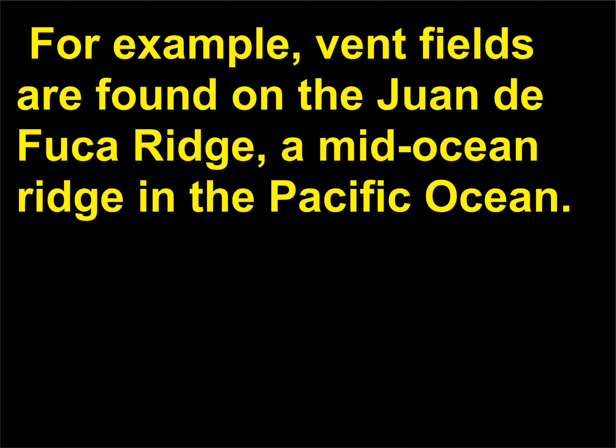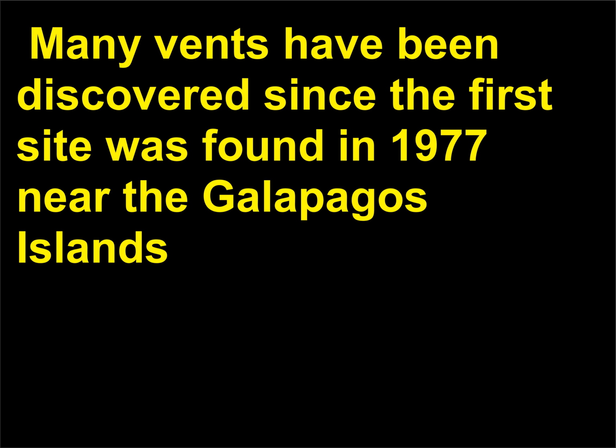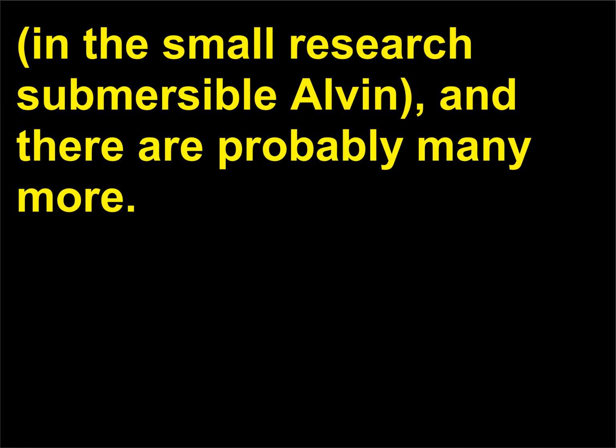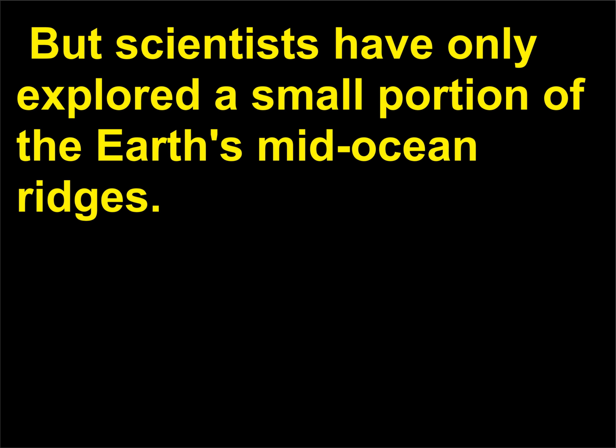For example, vent fields are found on the Juan de Fuca Ridge, a mid-ocean ridge in the Pacific Ocean. Many vents have been discovered since the first site was found in 1977 near the Galapagos Islands in the small research submersible Alvin, and there are probably many more. But scientists have only explored a small portion of the Earth's mid-ocean ridges.